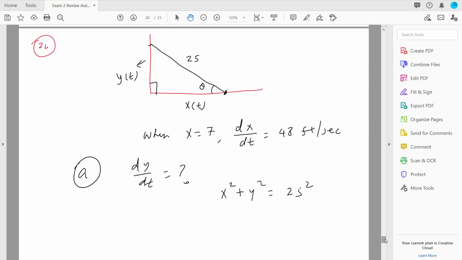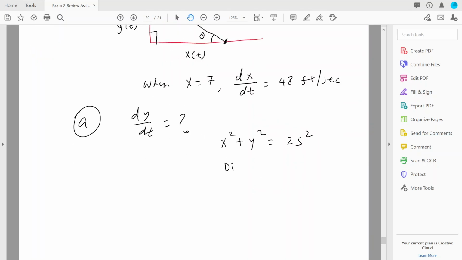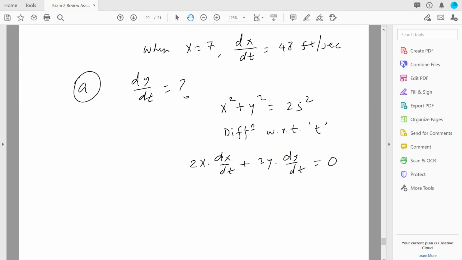Now if we differentiate both sides with respect to time, the first thing would be 2x dx over dt plus 2y dy over dt, and then the right side would be 0. Since we are looking for dy over dt, just simplify that. Bring this term to the right side and divide by 2y. That will give you dy over dt equals negative 2x over 2y times dx over dt. So we can cancel this 2 and 2. For finding the rate of change of y with respect to time, we need to put in the value of x, the value of dx over dt, and the value of y.